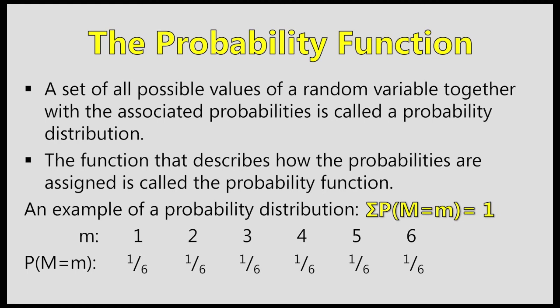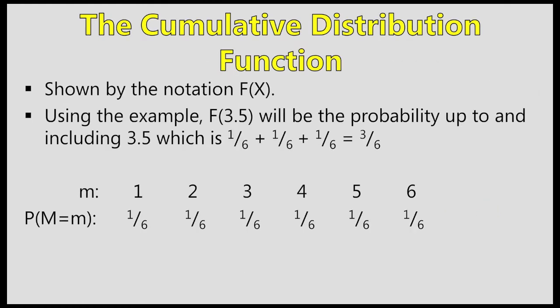The function that describes how the probabilities are assigned is called a probability function. For example, of a probability distribution, the sum of P of m equals 1, and that's an example of a probability distribution and the probability function. The cumulative distribution function is shown by the notation F of x.